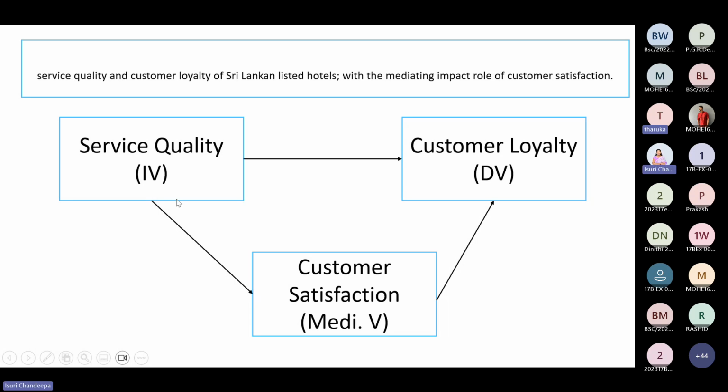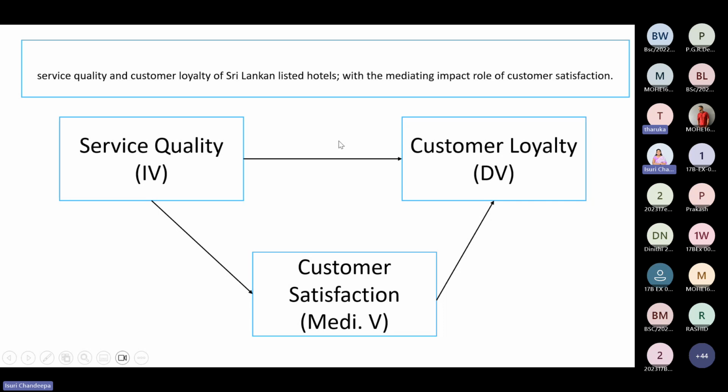But the first arrow is called the main relationship, or else the direct relationship. We are naming it that; if you want, you can write it down, I didn't give it in the handout. So this is called the direct relationship, the direct impact of service quality on the customer loyalty. You can see here, this is a direct impact. So we make the first question: what is the impact of service quality on the customer loyalty?